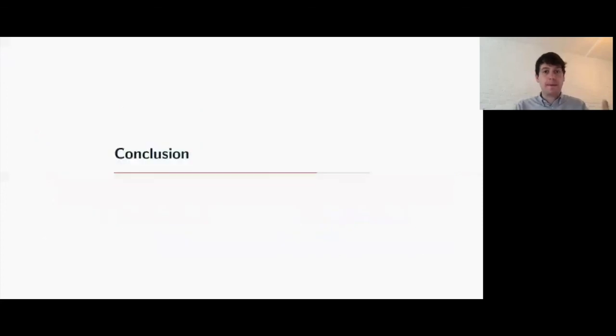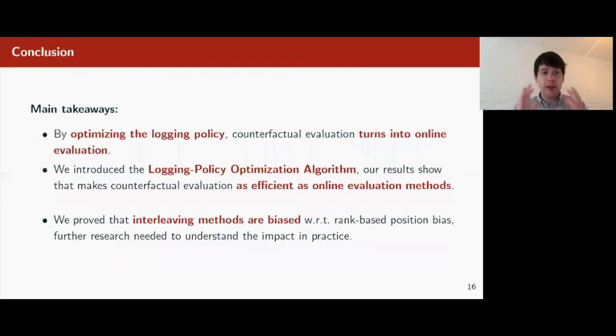All right, to conclude the talk, we've shown that by optimizing the logging policy while you're still gathering data, you can turn counterfactual evaluation into online evaluation. We introduced the logging policy algorithm that does just that, and our results show that it appears to be as efficient as online evaluation methods. We also proved that interleaving methods are biased with respect to rank-based position bias, at least, and we really think that further research should consider the impact this may have in practice.